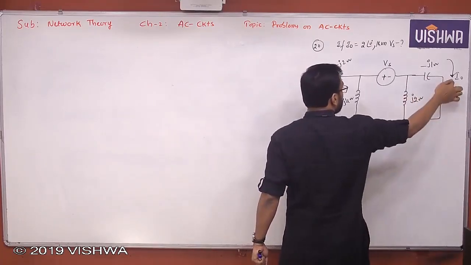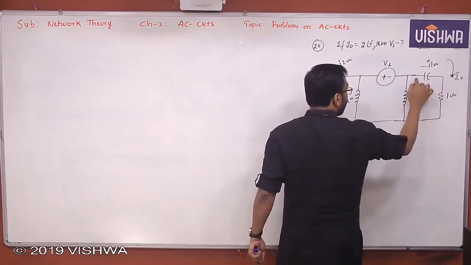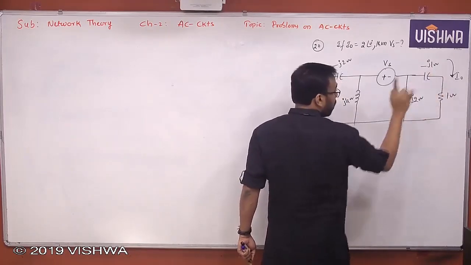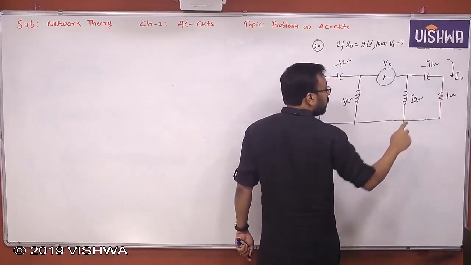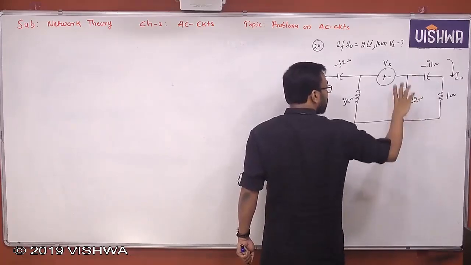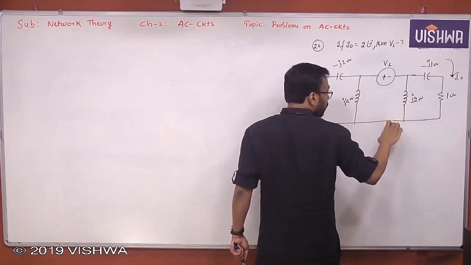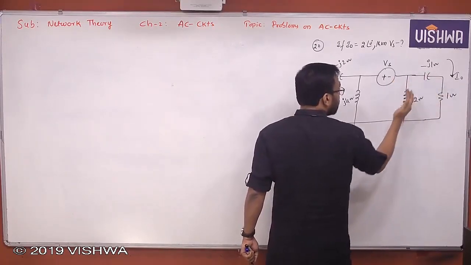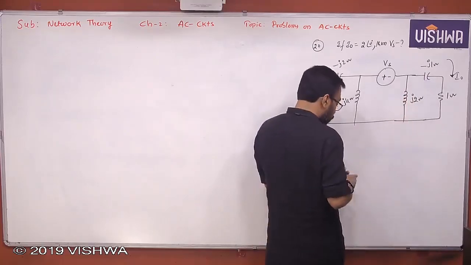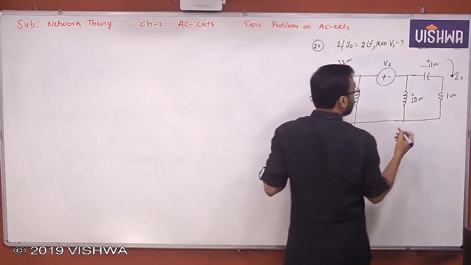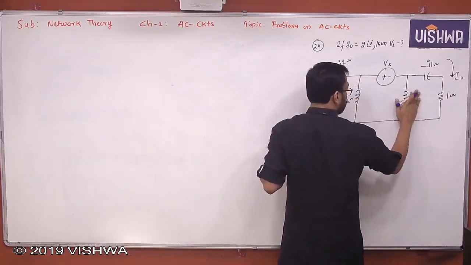But with this information, you can find the voltage across this 1 minus j1, or not? Yes. And the voltage between these two is the same as the voltage between these two, because 1 minus j1 is parallel to j2. So therefore, let me find the voltage across.